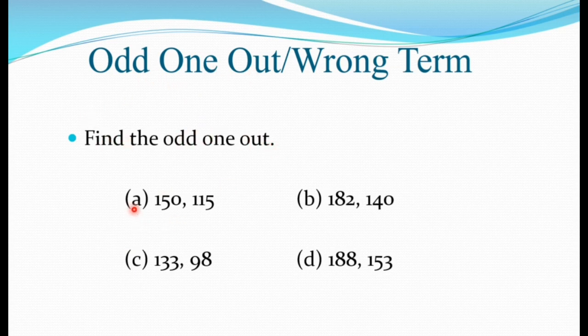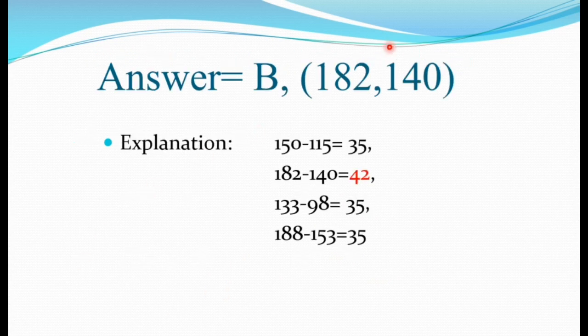Odd one out or wrong term. Find the odd one out. So here's the option, and the correct answer for this is option number B, 182, 140. Because if we divide or subtract the difference, then every option gets 35, except option B. So the odd one is option B.